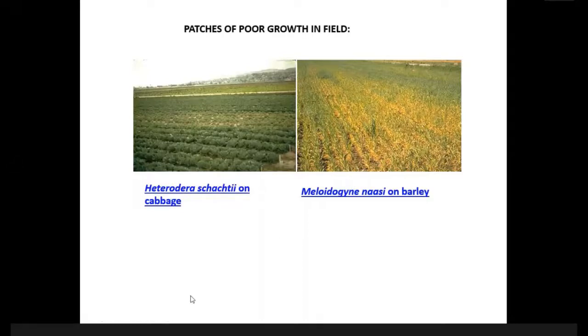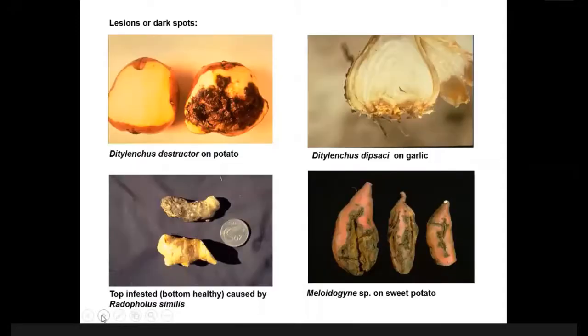Then look at the reproduction of nematodes. Sorry, another symptom you can see here, Ditylenchus destructor. This causes serious damage on the potato. You can see here, after peeling, the potato looks like this one. This area has already been damaged and destroyed by the nematode Ditylenchus destructor.